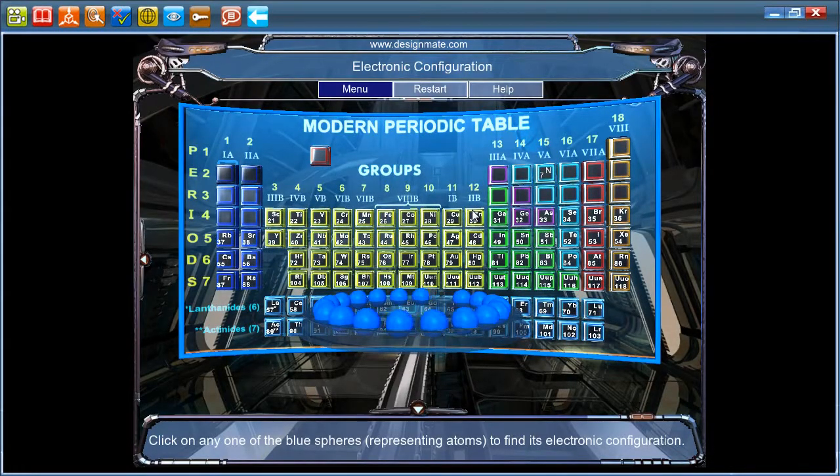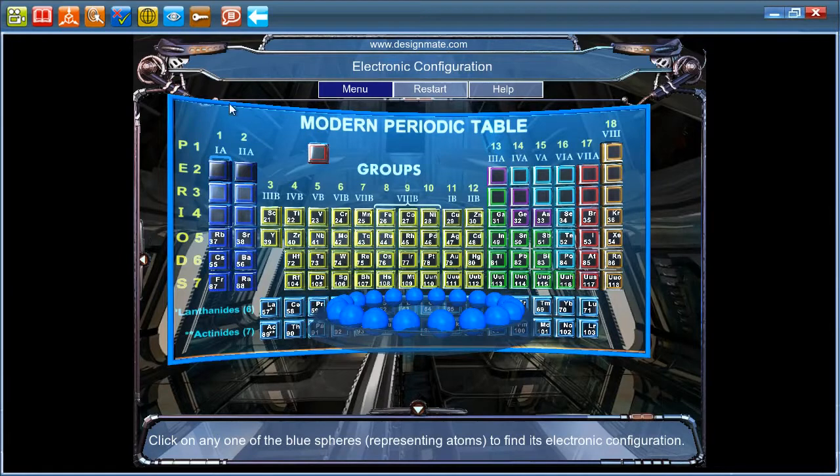Similarly, I'll keep choosing different blue spheres and I will keep fixing them in the right position in the periodic table. So this simulation helps students in identifying the right places of the element in the periodic table. Similarly, we have other learning resources like quiz, website links, images and key terms for this topic also.